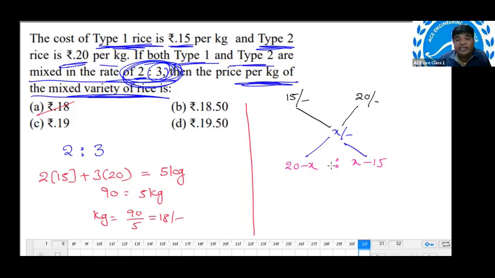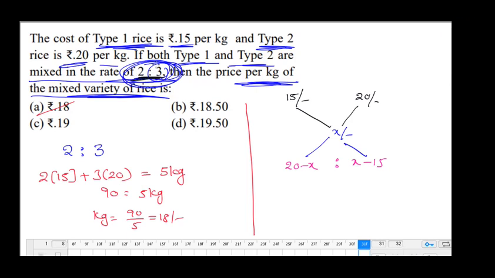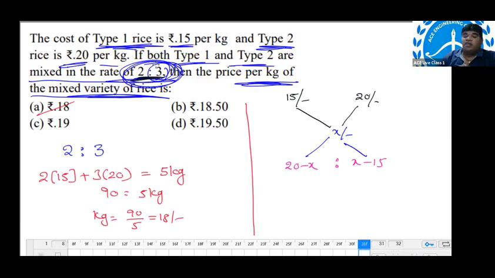But already the ratio is given. In which ratio are they mixing already? 2 is to 3. We are getting one answer, they have given one answer. Both are equal.